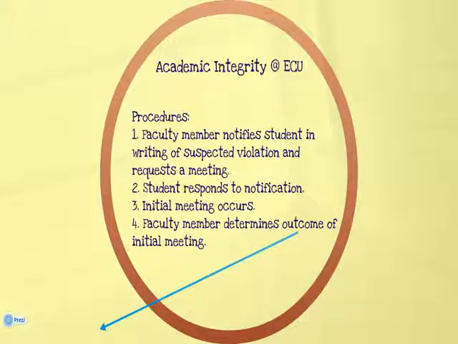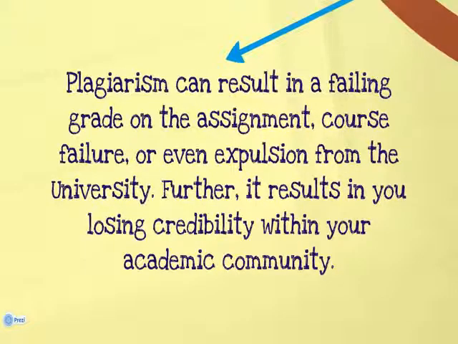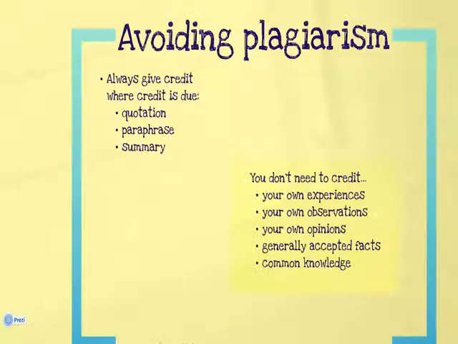The student responds to that notification, the meeting occurs, and the faculty member ultimately determines the outcome of that initial meeting. These outcomes range from a failing grade on that particular assignment, failing the course overall, or even expulsion from the university. Moreover, as graduate students, not only are you a student, you're a member of an academic professional community, so you can lose credibility or integrity within that community. So it's a serious thing.